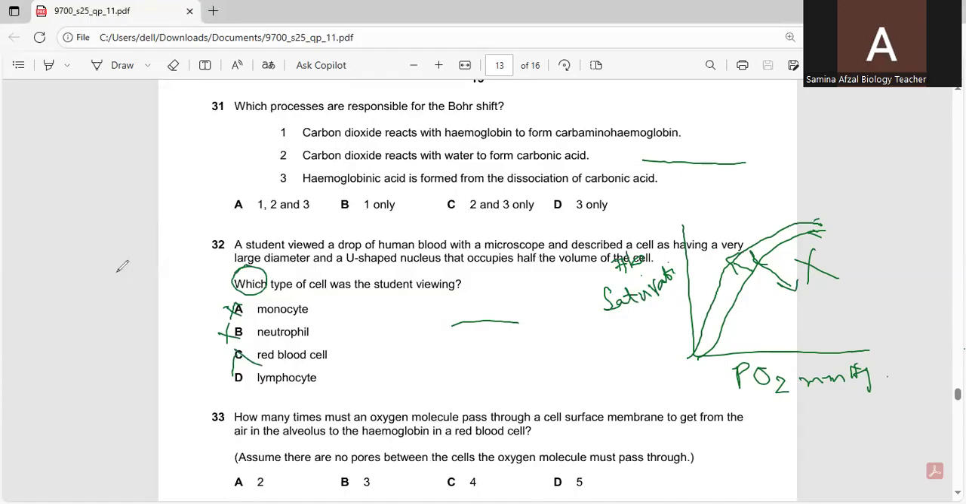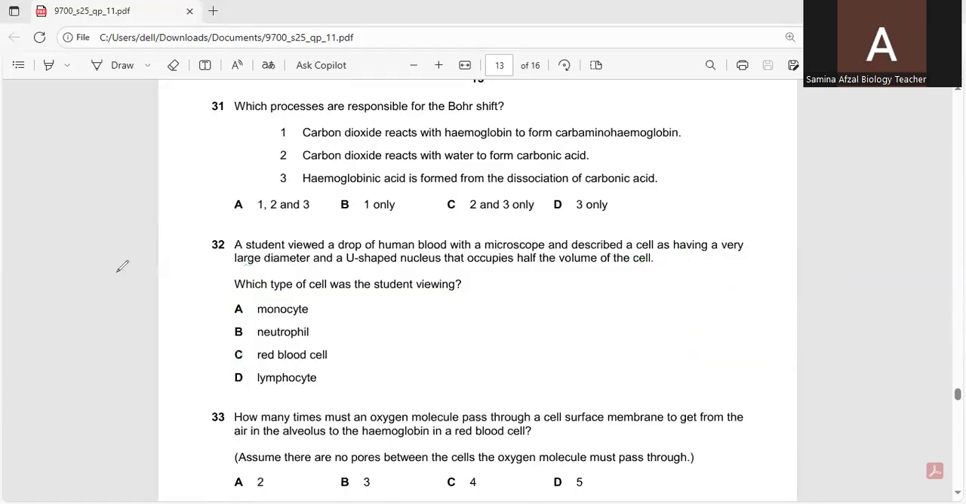Which processes are responsible for the Bohr shift? So this is question number 31. And in question number 31, first of all, what is the Bohr shift?